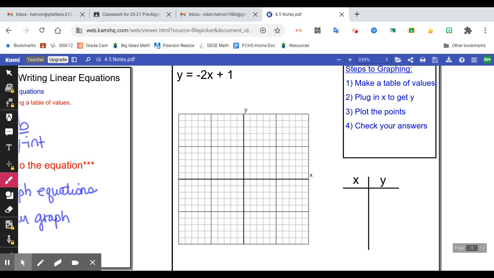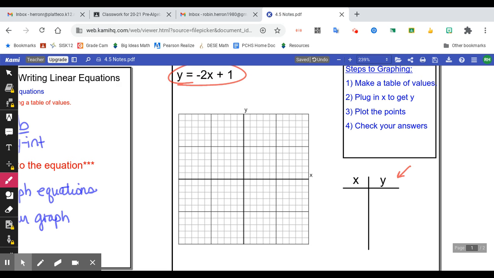So I have some steps up here. We're going to make a table of values. So I've already got your table started for you. You're going to plug in x to get y in the equation up here. Okay, and then we're going to plot the points we get, and we're going to check our answer based on what we would have gotten had we graphed it the regular way. So these are the 5 values that I always want you to use no matter what, unless you have a fraction. And we'll talk about that in just a minute.